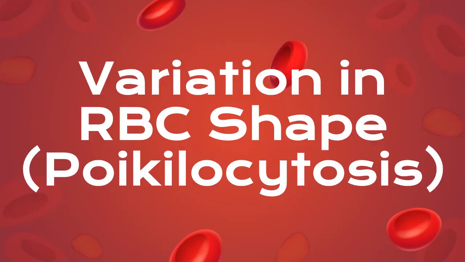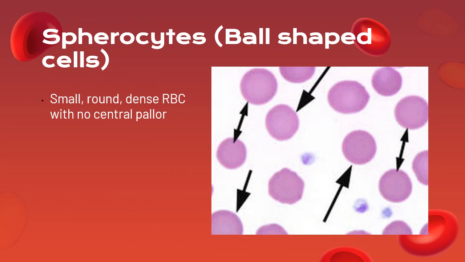So we have different variations in RBC shape. For RBC shape, poikilocytosis is our term. Spherocytes are ball-shaped cells. These are small, round, dense RBCs with no central pallor. It is almost similar to the macrocytes earlier. It has no central pallor, and it is dense.